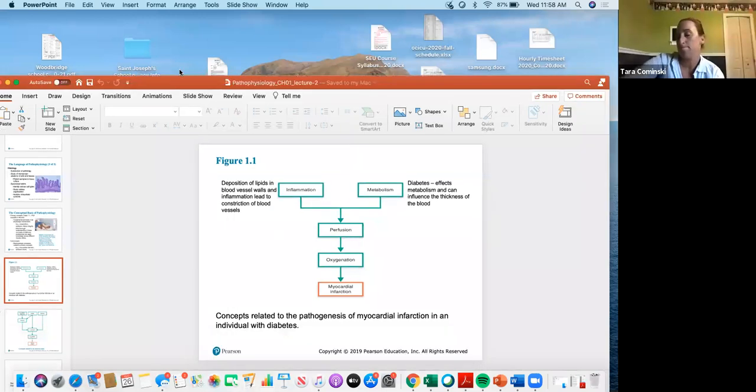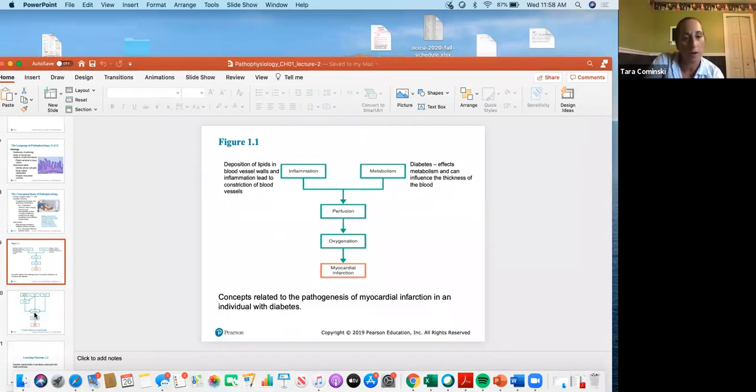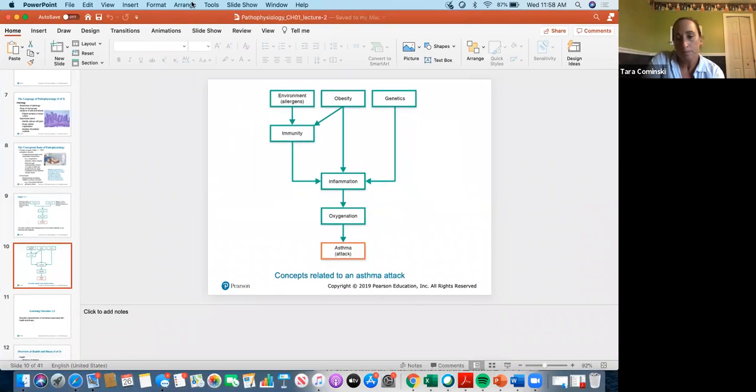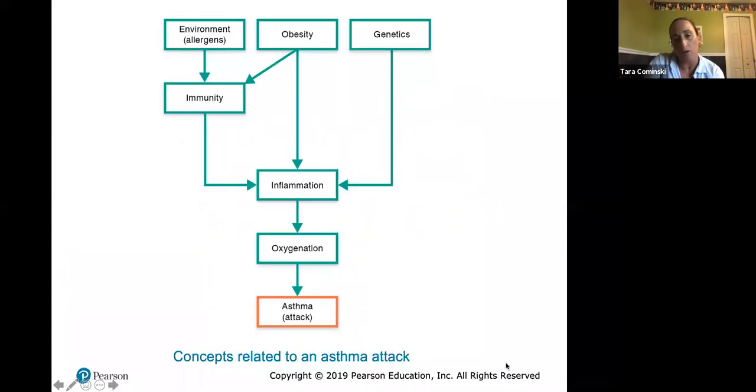All right, let me go back and share my screen again. There's just a couple more things. All right, you guys see my screen again? So then this is just another example. I'm not going to go through this whole thing again. I think you guys can kind of look at this. It's another example with asthma attack, right?